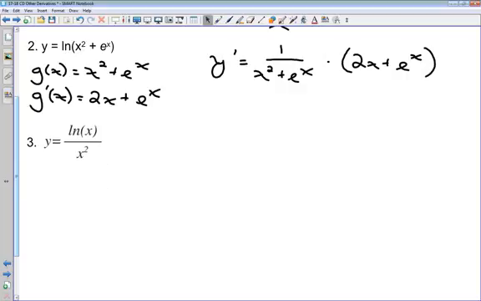All right, our next one here. Y equals ln x over x squared. All right. What do you think you should do with this one? Any thoughts?